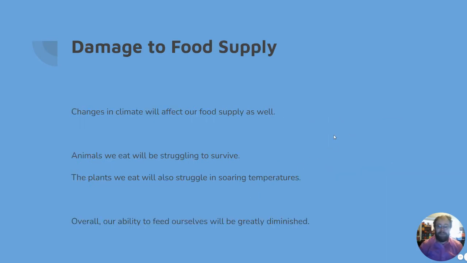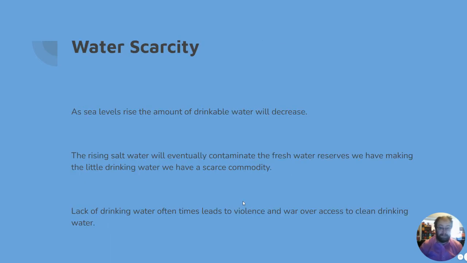It's also going to damage our food supplies. Changes in climate are going to affect our ability to grow food and to raise the animals we eat. Those animals won't be able to survive as easily. The plants we eat are going to struggle in these soaring temperatures, and overall, our ability to feed ourselves is going to diminish. Not only that, the amount of drinkable water is going to decrease because salt water will eventually contaminate our freshwater reserves, which makes the little drinking water we do have an even scarcer commodity.